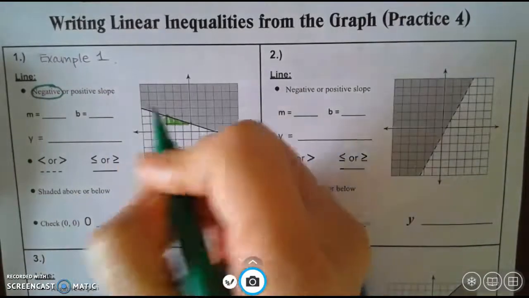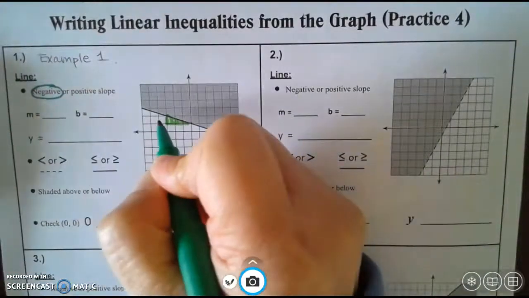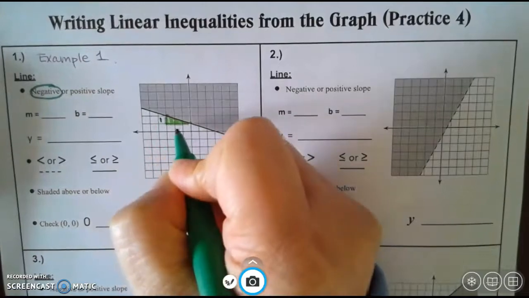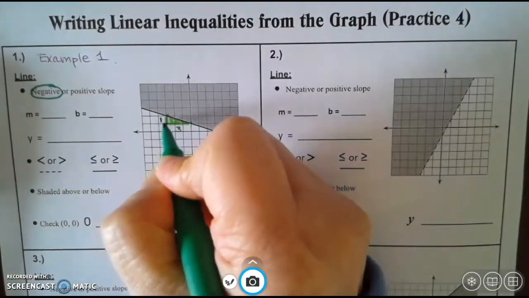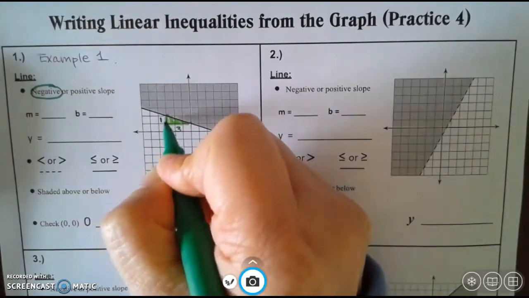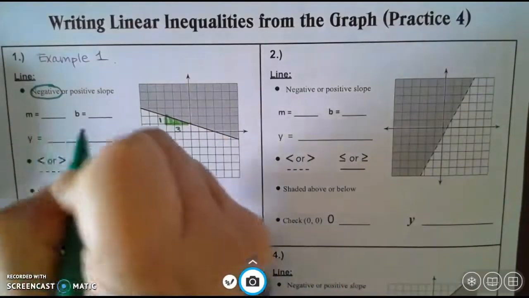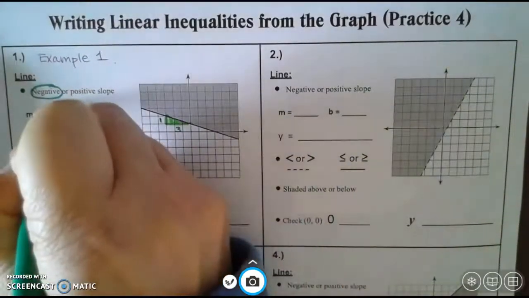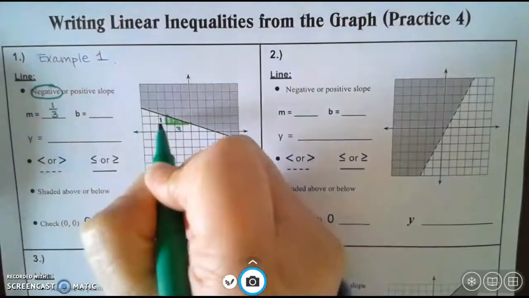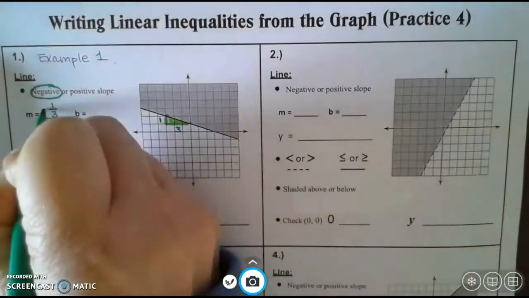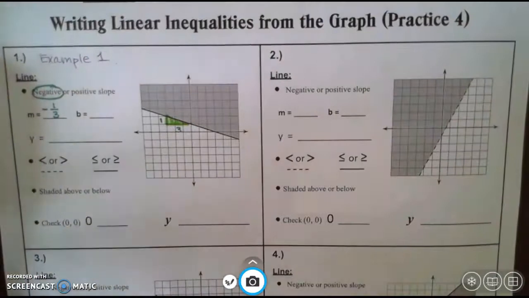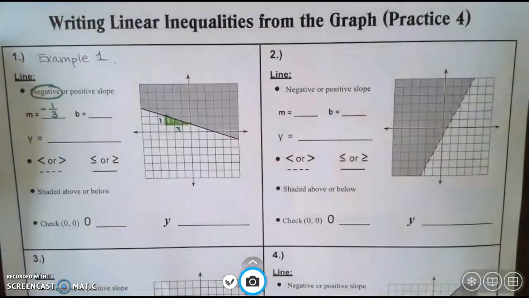M is rise over run. Rise is how much it's changing vertically. Run is the horizontal. So that's going to be 1 over 3, and it's going to be negative. Great. So then what is B?